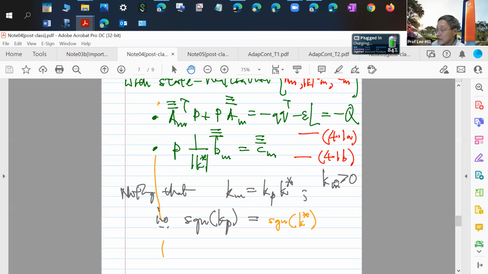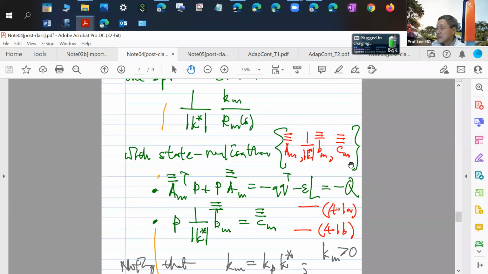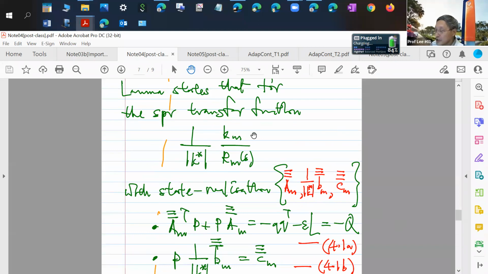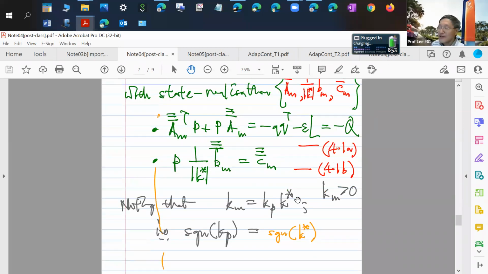Otherwise KM does not maintain the condition. So if KP is negative, K star will be negative, to maintain this. And KM is what you choose. You will choose KM greater than 0, because it makes no sense to choose it negative, since strict positive realness will require you to make this positive anyway. Also, you want the motor to turn positively when you put in a positive input. That's what you want. You don't want to be perverse anyway.